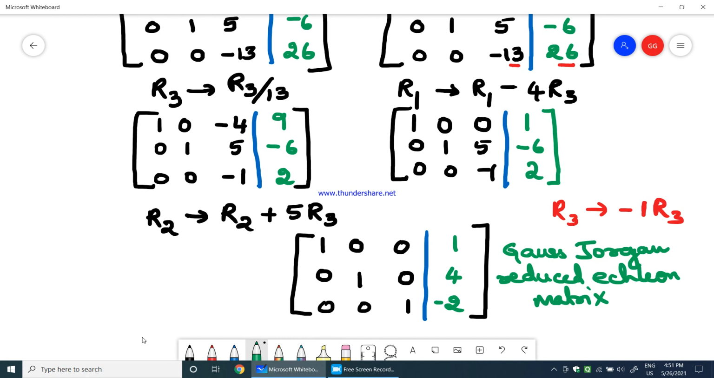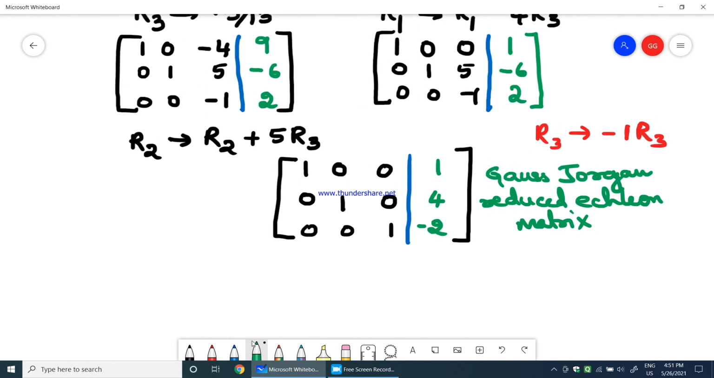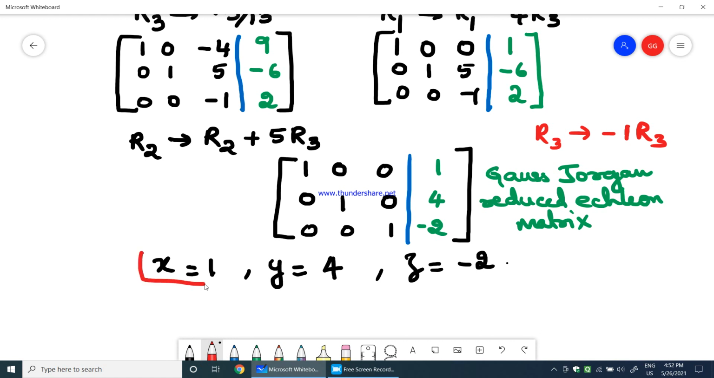Now it is very easy. What would x equal? X will be equal to 1 into 1, which is 1, y is equal to 1 into 4, which is 4, and z equals 1 into minus 2, which is minus 2. These are the 3 solutions that we get by applying the Gauss-Jordan elimination method.